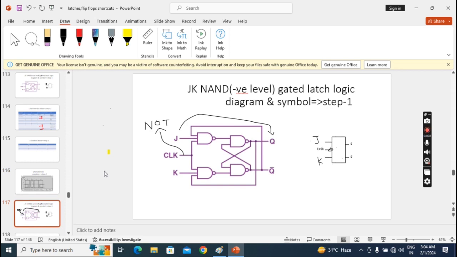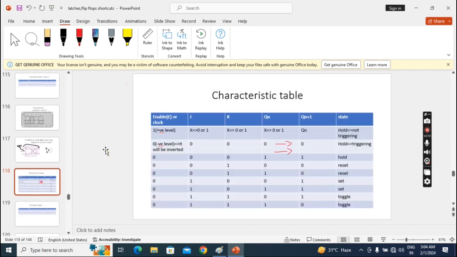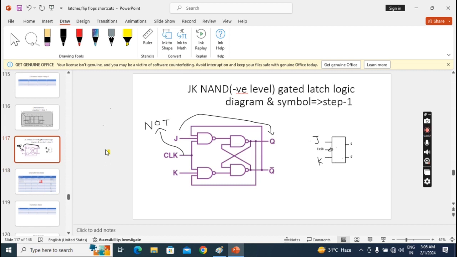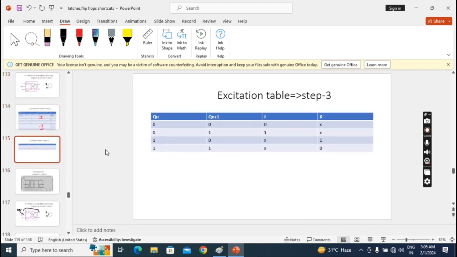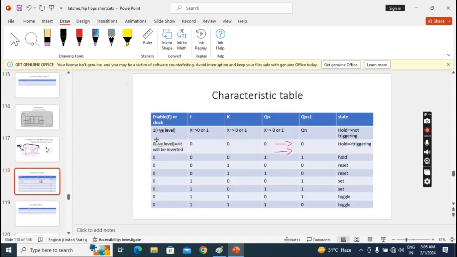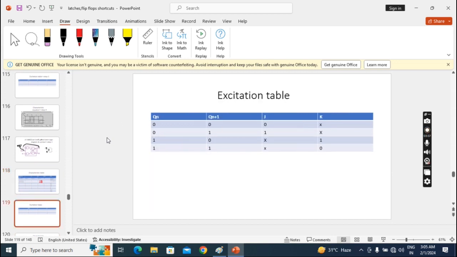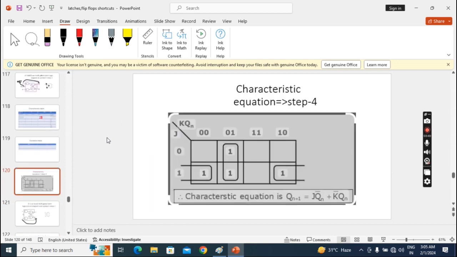Now coming to the negative level JK latch, with an AND latch part. Here a NOT gate will come and a bubble will come, that you know. Here, with an AND latch part, always observe that we write Q straight to the K, that you have to remember. This characteristic table is the same as the previous one; the previous one is positive level and this is negative level, so just these values we have to change. The excitation table and characteristic equation are the same.